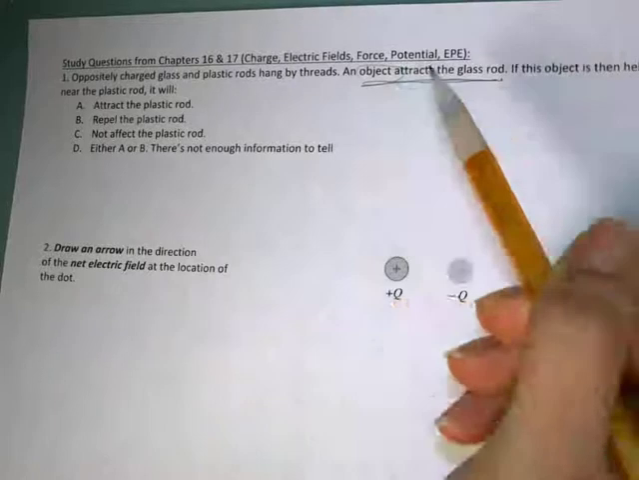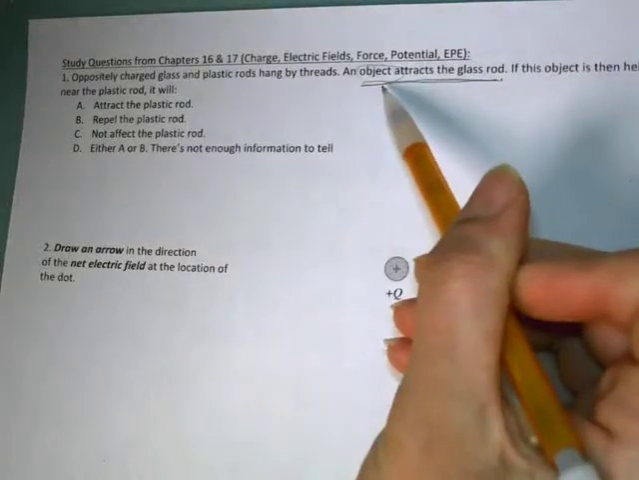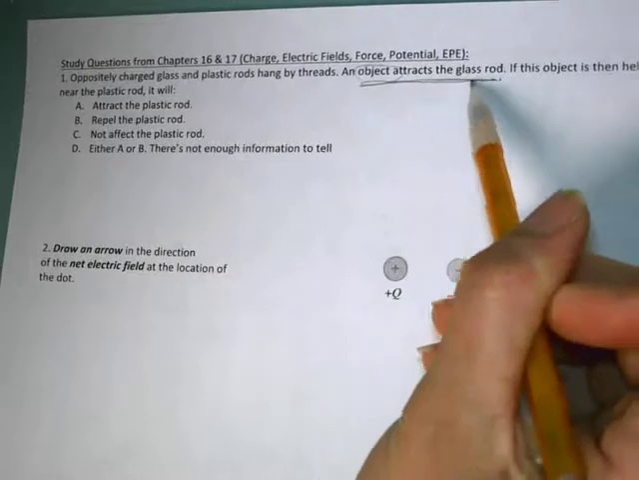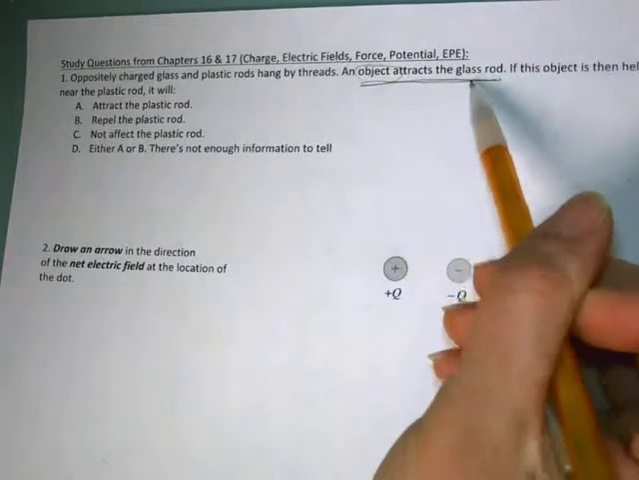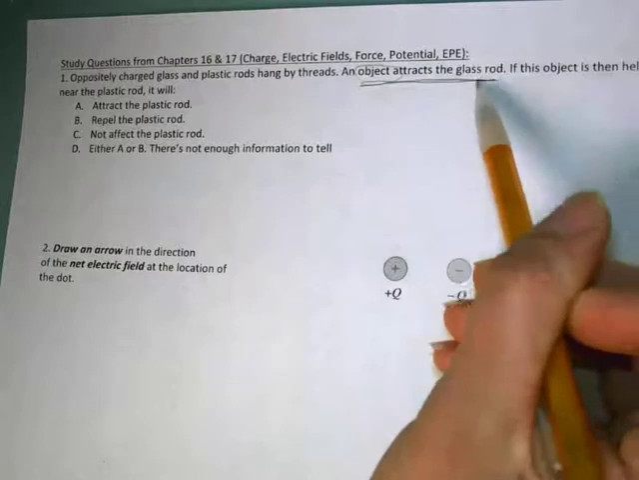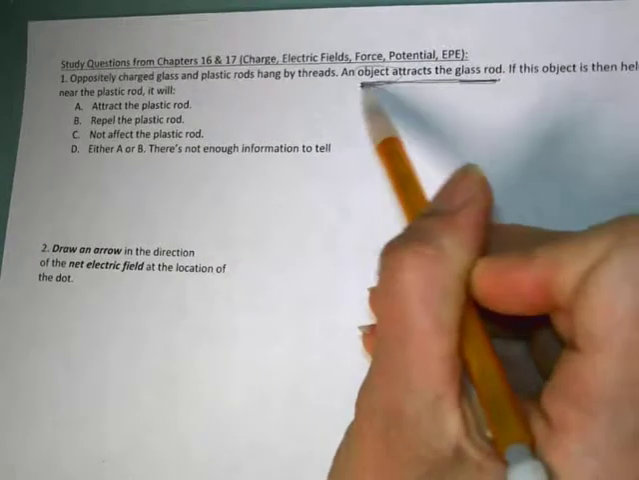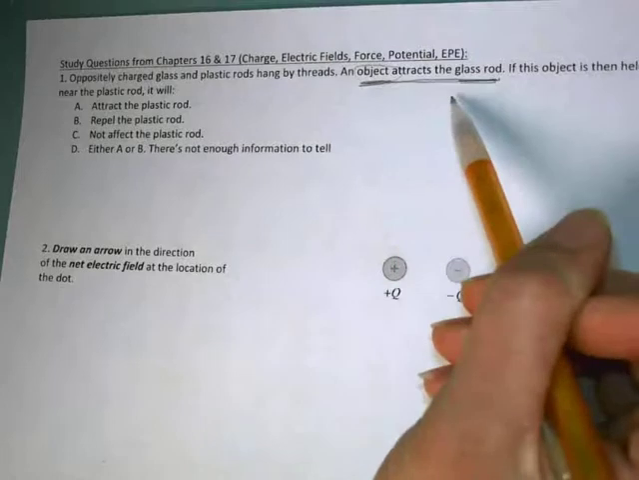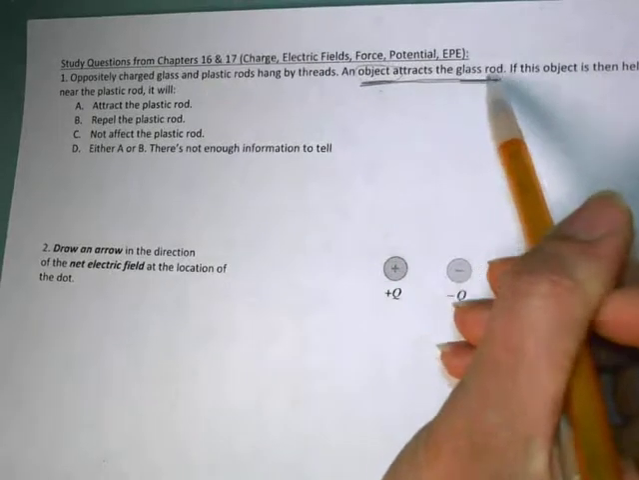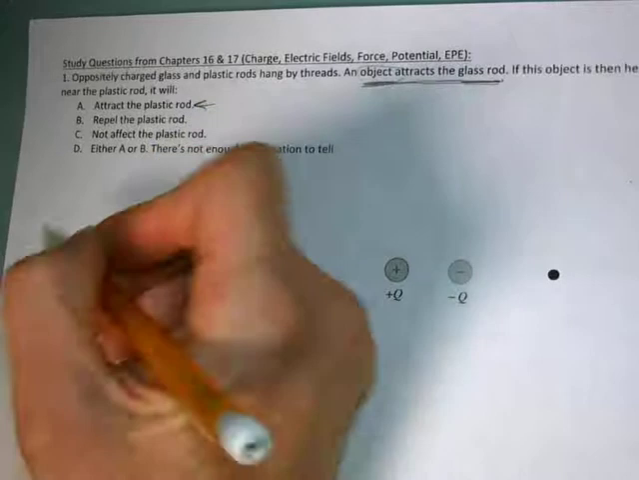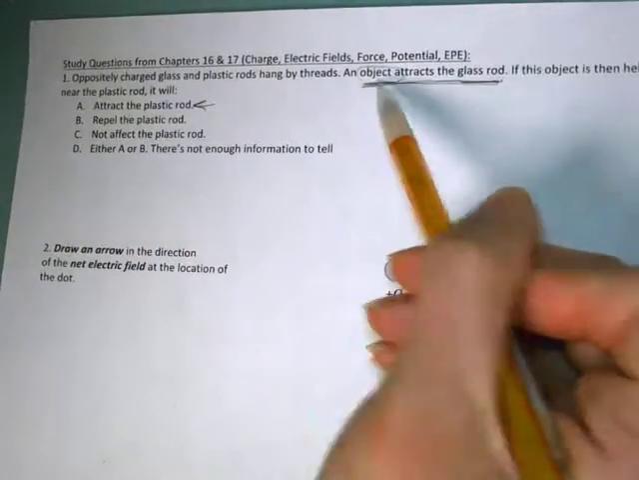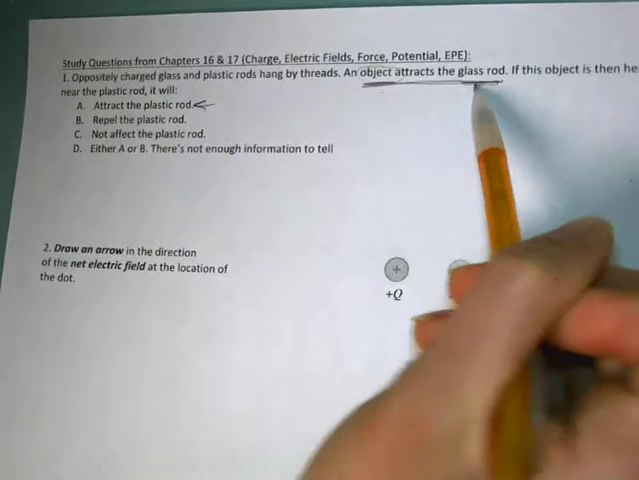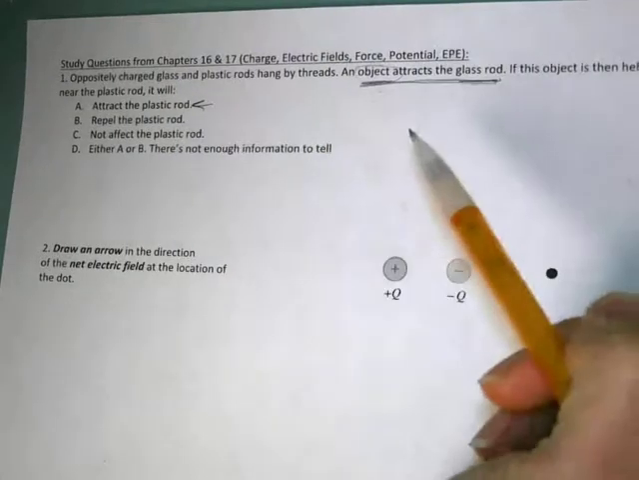We haven't actually been told that the object is charged or how it's charged. So if this object attracts the glass rod, one of two things is going on. One is that we know the glass rod is charged, so if the object is neutral, if it's uncharged, then it will feel a polarization force, and that would be an attractive force. So we know that A has to be true. We have an uncharged object in the vicinity of what we know to be a charged glass rod, then there would be a polarization force.